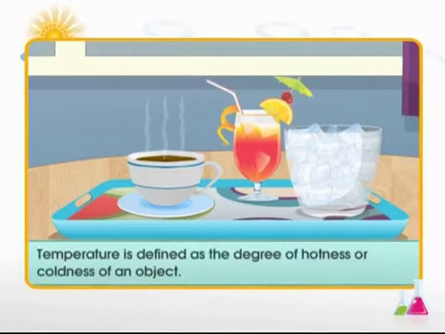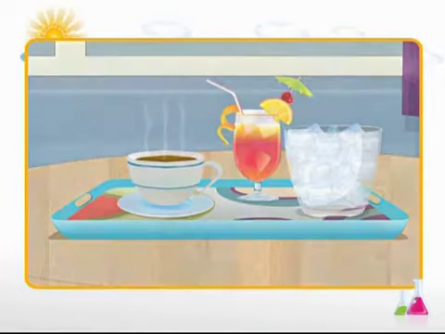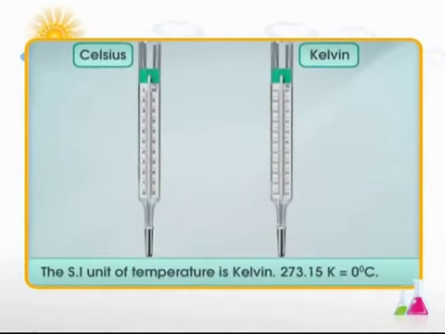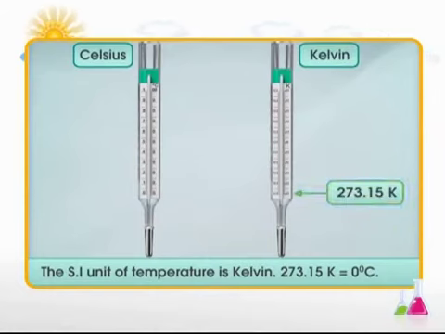Temperature is defined as the degree of hotness and coldness of an object. Temperature is measured by an instrument called a thermometer. The SI unit of temperature is Kelvin. 273.15 K is equal to 0 degrees Celsius.